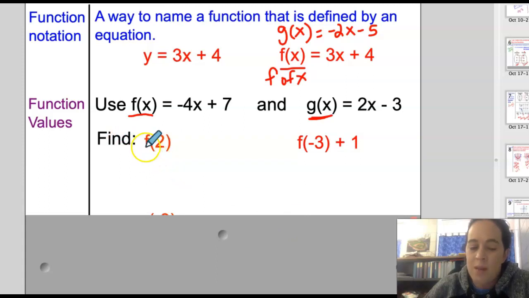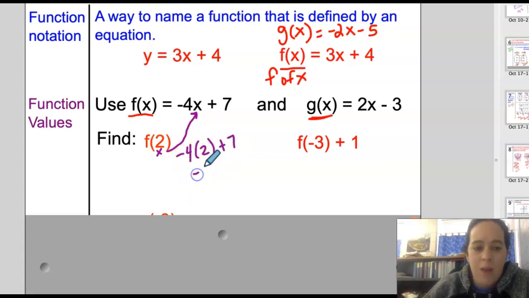Really, what all this means, if I say find what f of 2 is, you're going to take this 2, that's like the x, right? Here it is, the x. You're going to take this value and put it into the x, and we're going to solve it. All right, this equation means negative 4 times x plus 7. So we're going to do negative 4 times, we're going to plug in that 2 value, plus 7. Then we're just going to solve it using order of operations. I'm going to multiply before I add. So negative 4 times 2 is negative 8. And negative 8 plus 7 gives me a negative 1.